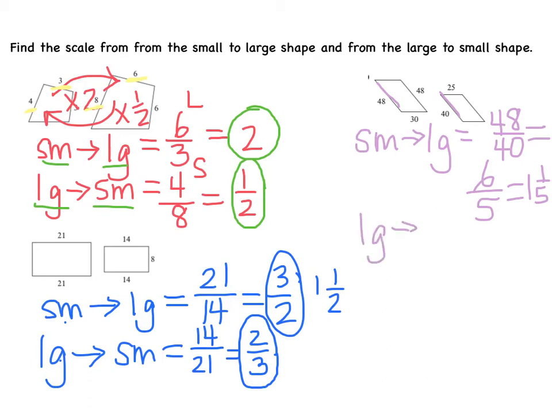Now let's talk about large to small. So we're going to take our small shape over our large shape, and that simplifies to 5/6. So to go from your large to your small shape, you multiply by a scale factor of 5/6. So always make sure that you reason through these problems and you make sure that your scale factor makes sense. If you're going from small to large, you need a scale factor larger than 1. Large to small, a scale factor smaller than 1.